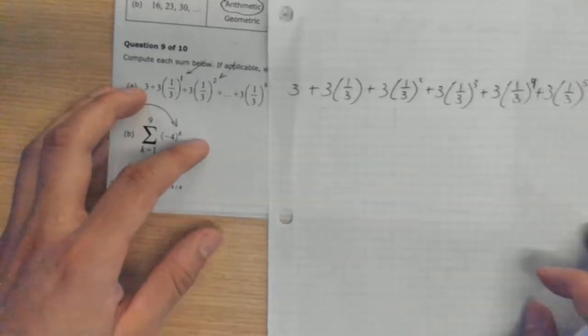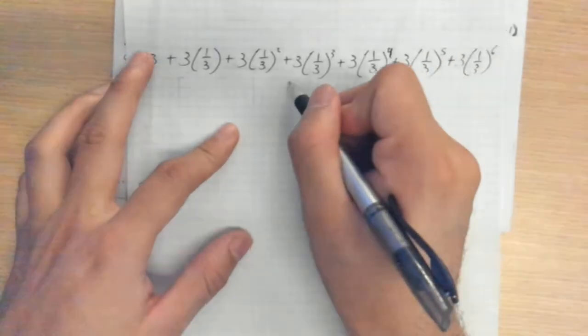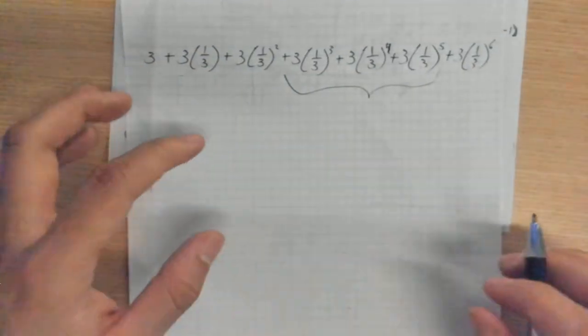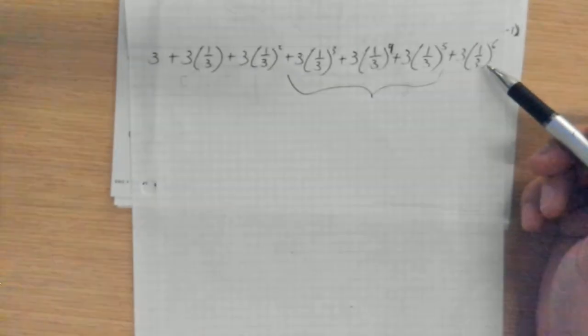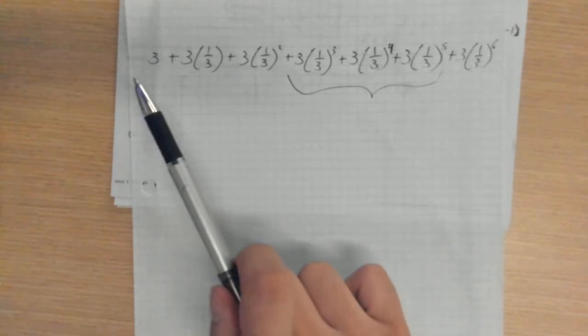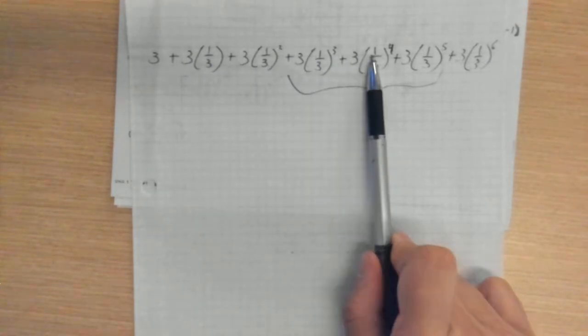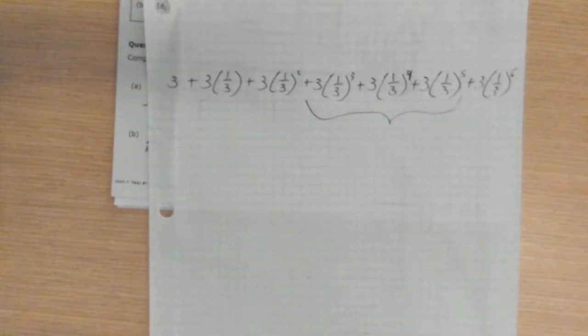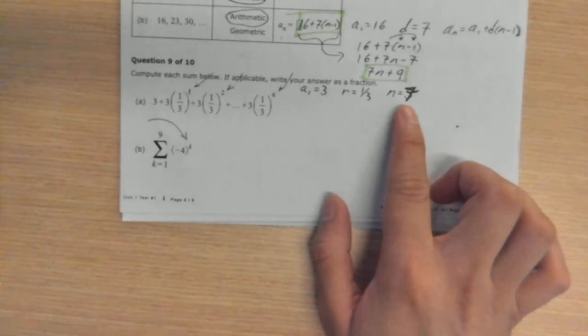So technically, these three little dots stand for these terms in between. So we're adding up to this term. How many terms do we have in total? We have 1, 2, 3, 4, 5, 6, 7 terms. So we're adding up to the 7th term. That means n is equal to 7.